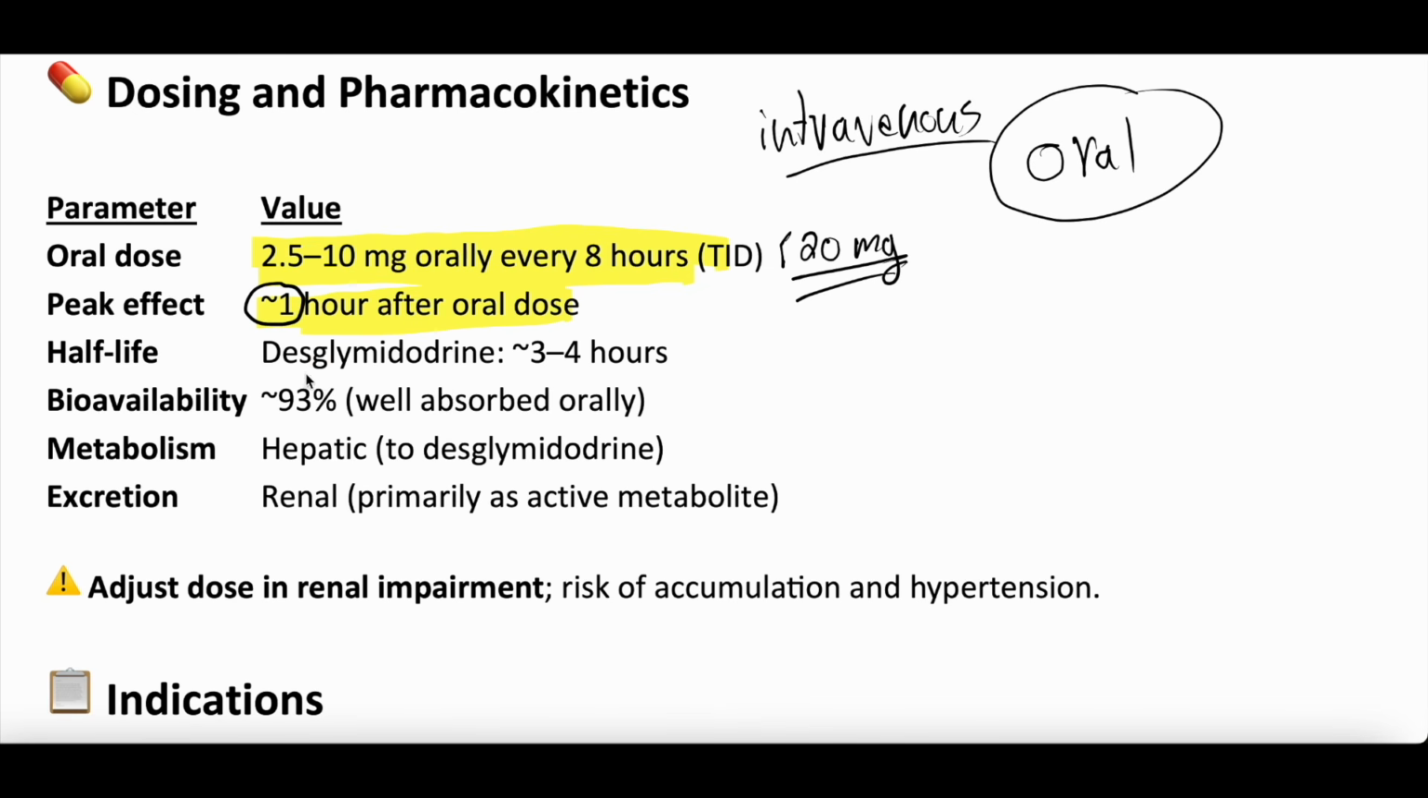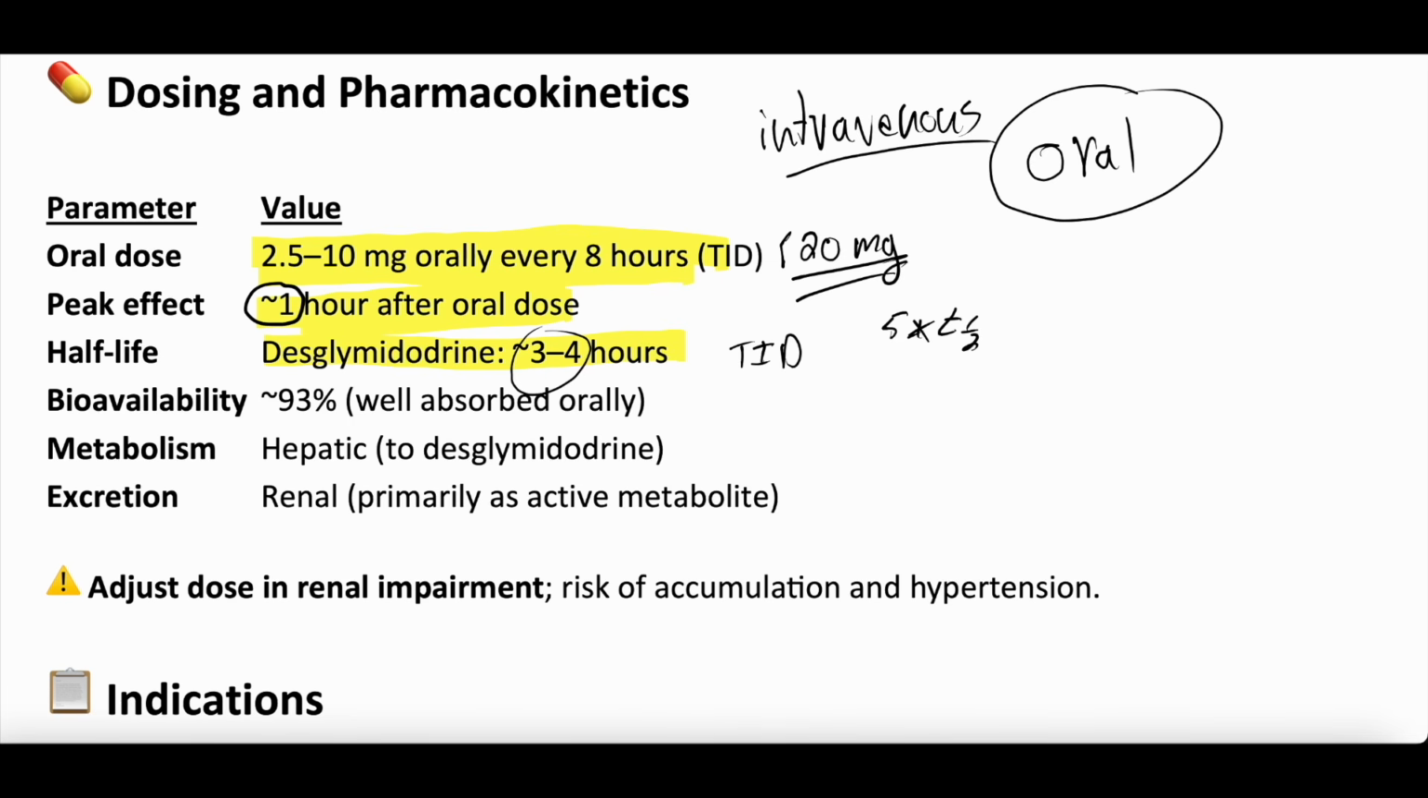The half-life of the active metabolite, desglymidodrine, is about 3 to 4 hours, which makes sense that we dose it TID or every 8 hours, because the half-life of the active metabolite is about 3 to 4 hours. That will be about 5 half-lives before you fully get rid of all the drug, and you dose it TID because that'll be a couple of half-lives, so it works its way out.